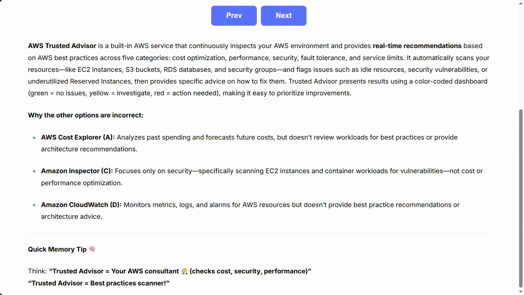or architecture advice. Quick memory tip. Think Trusted Advisor is your AWS consultant, checks cost, security, performance. Trusted Advisor, Best Practices Scanner.